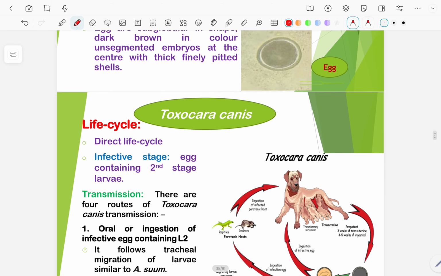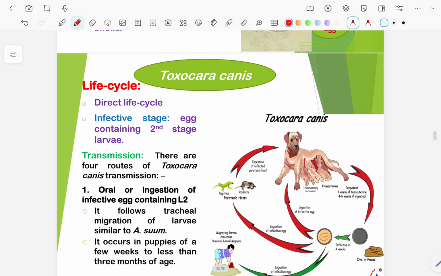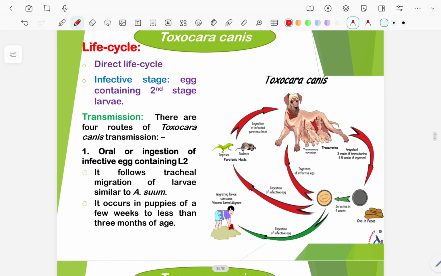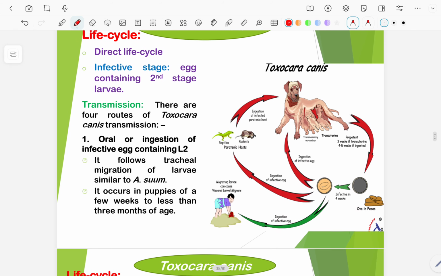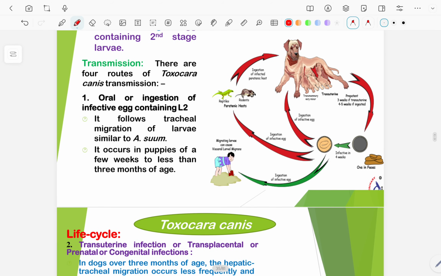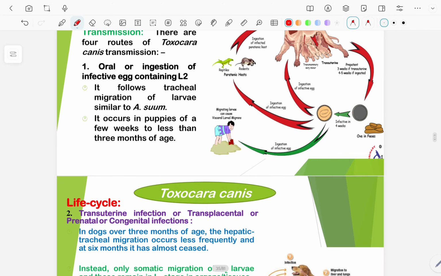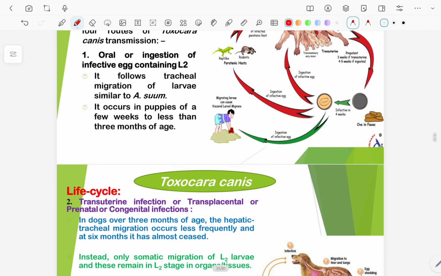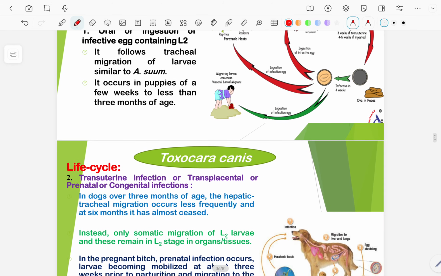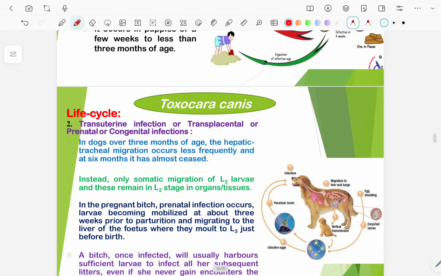Toxocara canis life cycle. Direct life cycle. Infective stage: egg containing second stage larvae. Transmission. There are 4 routes of Toxocara canis transmission: oral or ingestion of infective egg containing L2, or followed by tracheal migration of larvae similar to Ascaris suum. It occurs in puppies of a few weeks to less than 3 months of age.